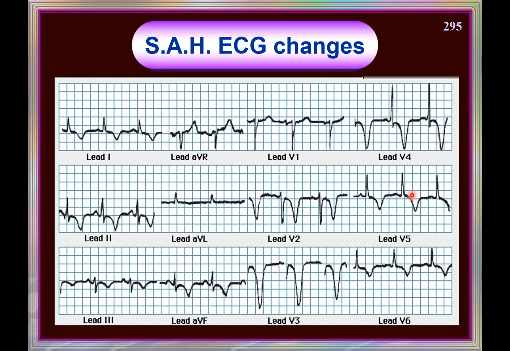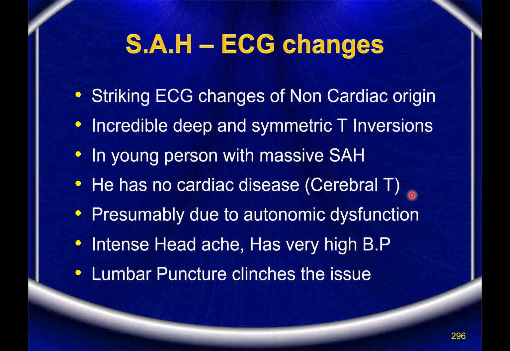Why it occurs, you find out and tell me next class or write a message. Striking ECG changes of non-cardiac origin: incredibly deep and symmetric T inversions in young persons with massive subarachnoid hemorrhage who have no cardiac disease. This is called the cerebral T, presumably due to autonomic dysfunction. The patient has headache and very high blood pressure. Lumbar puncture clinches the diagnosis. You tap blood-stained fluid, and that is subarachnoid hemorrhage.